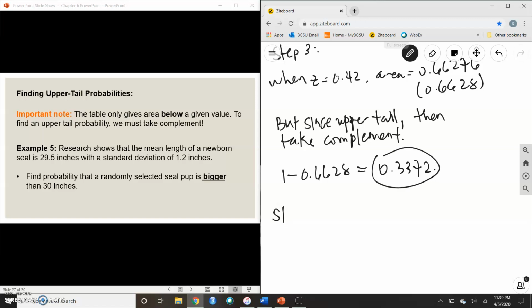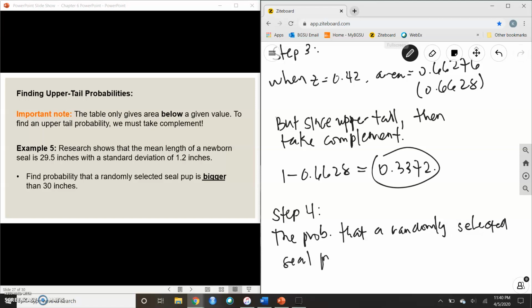So step 4, making the conclusion. The probability that a randomly selected seal pup is bigger than 30 inches is 33.72%.